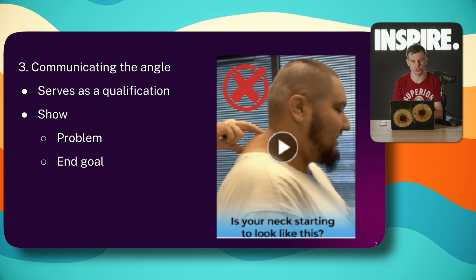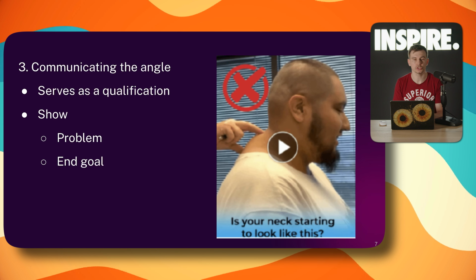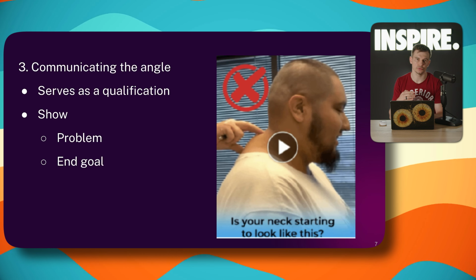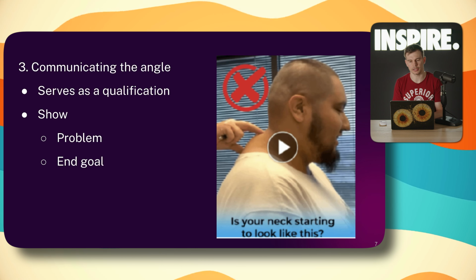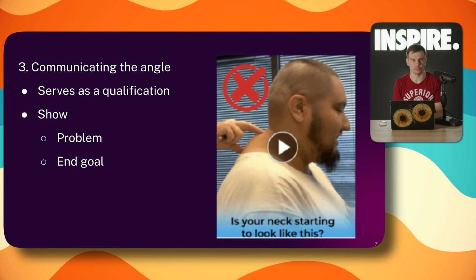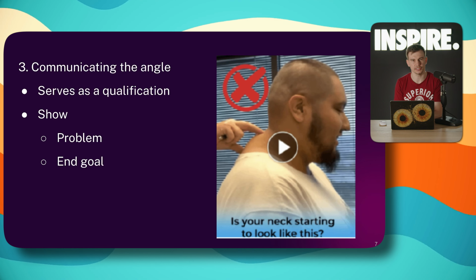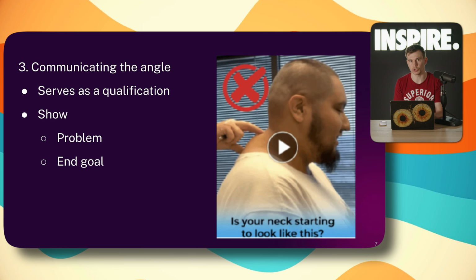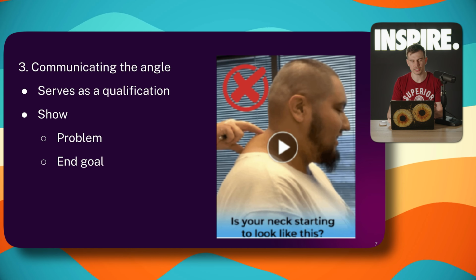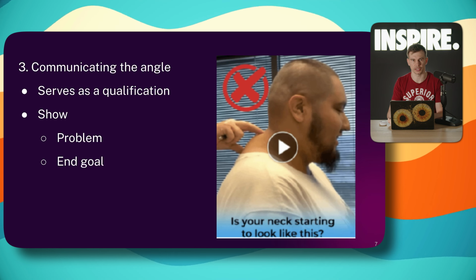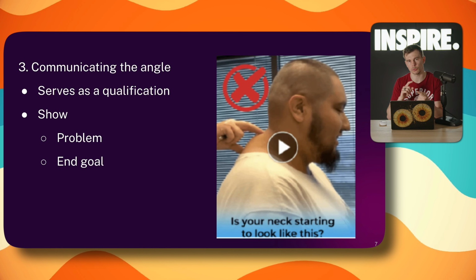The next is communicating the angle, which again serves as a qualification. When you want to communicate the angle, you want to showcase either a problem or a solution. In this case, this is an example with a problem. Basically we have a neck hump, and this is a problem. When you see this, you immediately know what it is, and if you have this problem, you're more inclined to watch the rest of the video. Besides that, you can showcase the end goal of not having a hump or something like that. So basically you want to focus either on the problem or on the solution.